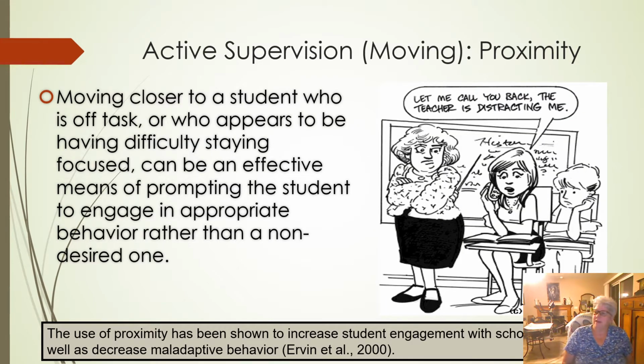One form of active supervision is proximity. That is moving closer to a student who might be off task or appears to be having difficulty staying focused. Proximity can be an effective means of prompting the student to engage in appropriate behavior rather than a non-desired one. And frequently you don't have to say a word. Just simply moving over close to them will be enough of a prompt for them to correct their behavior.